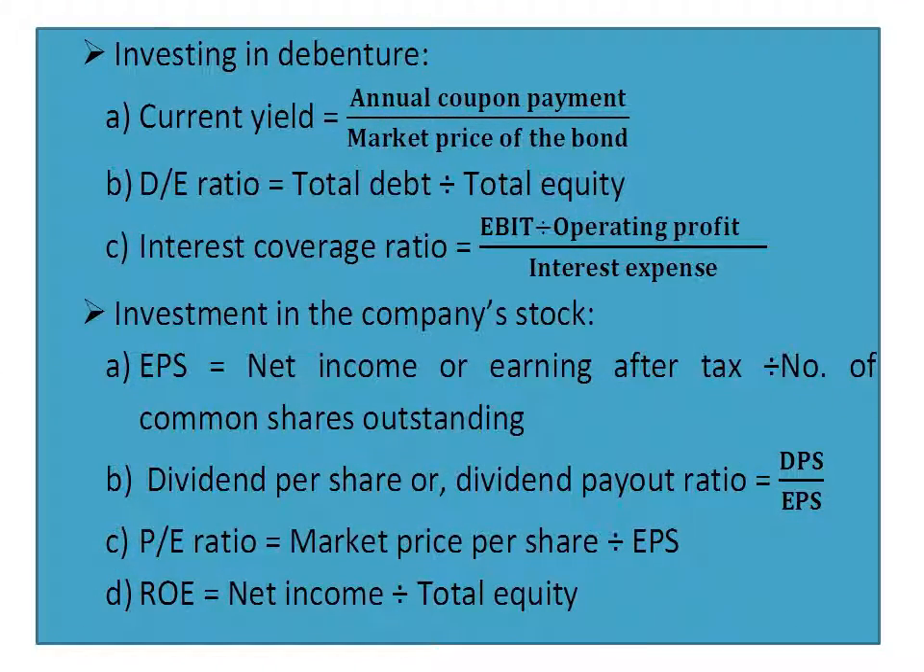Investing in debenture. Current yield equals annual coupon payment divided by market price of the bond. Debt equity ratio, total debt divided by total equity. Interest coverage ratio, earnings before interest and tax, or operating profit, divided by interest expense.